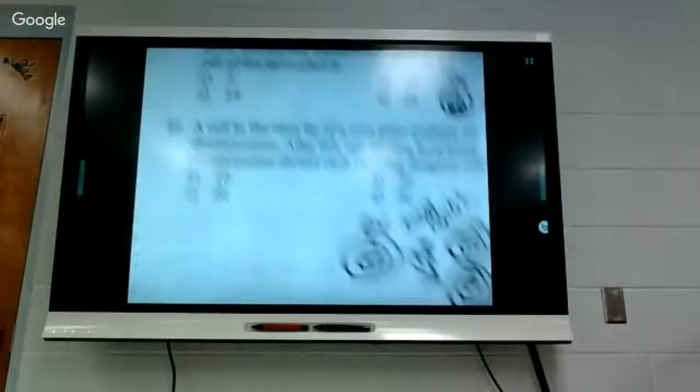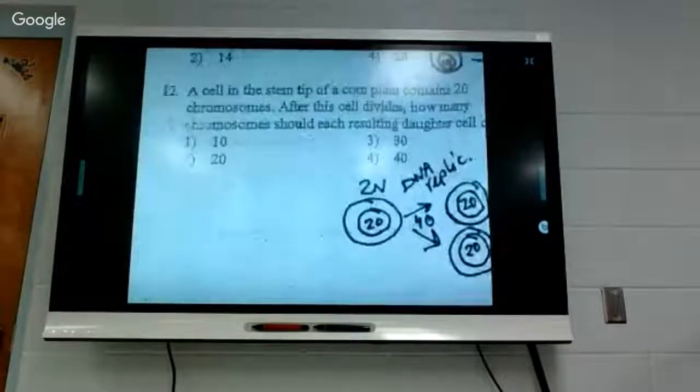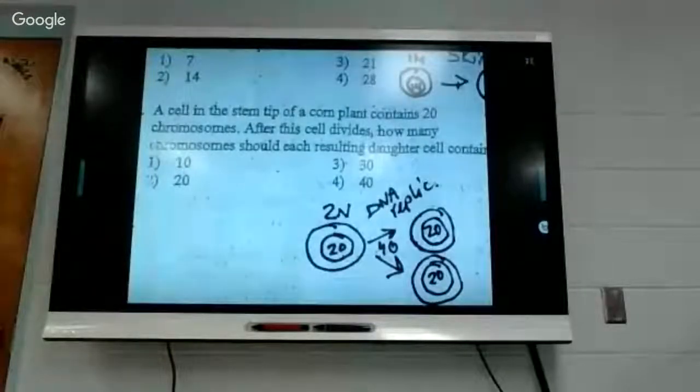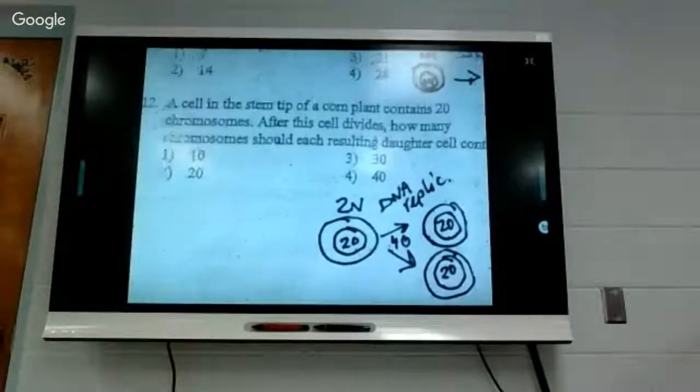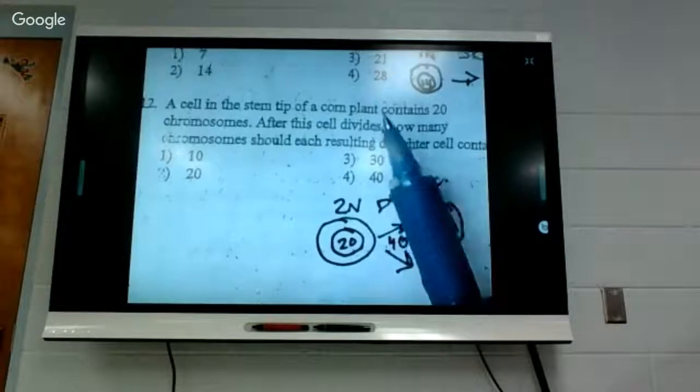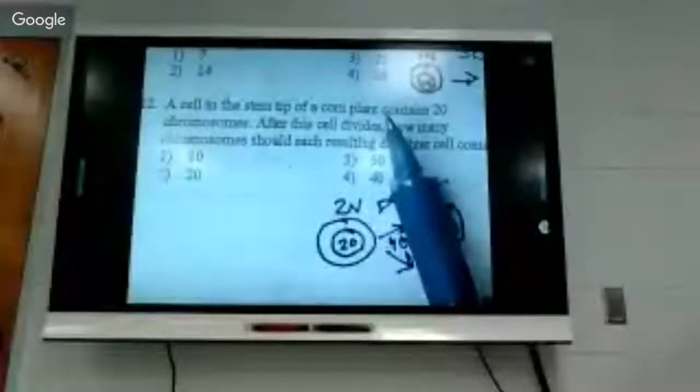Okay. All right. So this next one gets into what we're going to do today, and that is about cells dividing and the chromosomes they have. So if this cell started off with 20 chromosomes, what has to happen to the DNA before the cell can divide? It has to duplicate, it has to copy itself, right?